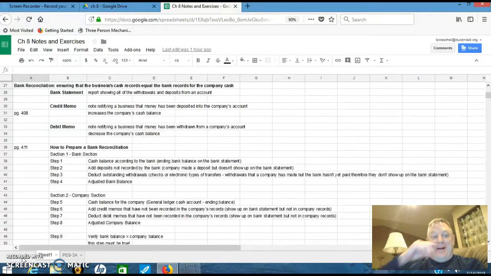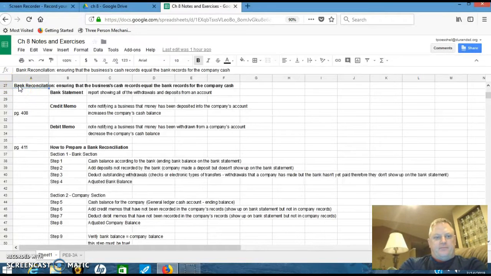work. I took some notes here on our next topic of internal controls, cash controls, and that is bank reconciliation. Some of you may know what that is with your personal account, but basically bank reconciliation means ensuring that the business's cash records equal the bank records for the company cash. You want to make sure that what you think you have is what the bank says you have.